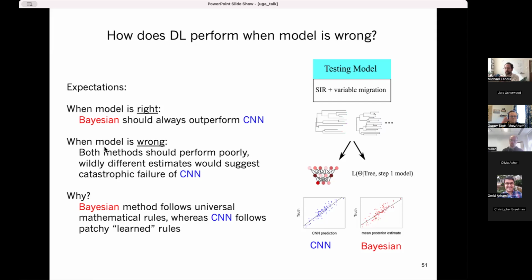When I give both these methods the wrong data set, I would expect that they both will perform poorly, but I would expect more catastrophic failures for the CNN. And this is because the CNN is trained on a set of examples that it has seen before. Whereas the Bayesian model has a mathematical representation of possible data patterns. And those are hard rules that extend even outside the types of data sets that the neural network would have seen during training. So the Bayesian approach, because it has a likelihood function, has a broader view of possible evolutionary outcomes than the CNN does, because the likelihood function is a generalizable way of assessing probabilities of outcomes.